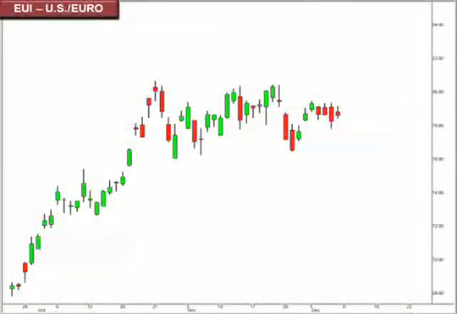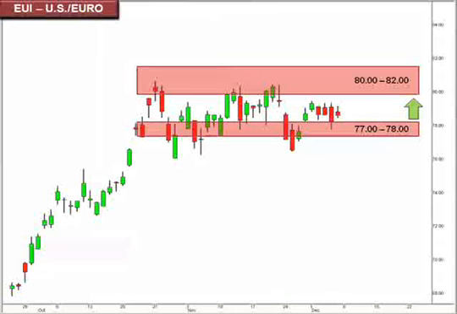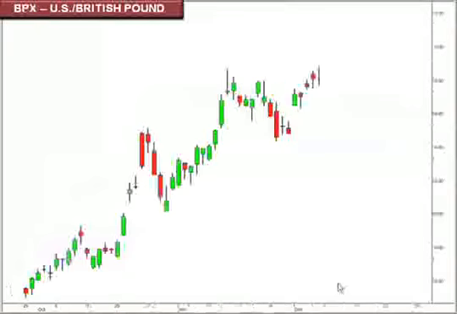Next up, the EUI, the US versus the Euro, and as we can see here, the pair value simply danced along the key support level identified within the 77 to 78 focal zone. If the US dollar finds some legs, a bounce will bring the 80 to 82 area back into play as upside resistance. A break below this 77 to 78 focal zone will have us targeting the 75-76 box.